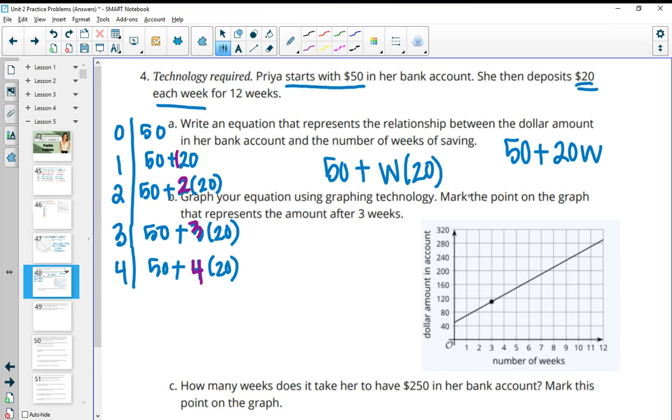And then it says, mark the point on the graph that represents the amount after 3 weeks. So at 3 weeks, we go up and plot it on our line here. Okay, so there's the one for 3 weeks. And at 3 weeks, right, she'd have 50 plus she'd have 20 times the 3. So she'd have 50 plus 60. So that Y coordinate, or the amount of money in her bank account, is going to be $110.